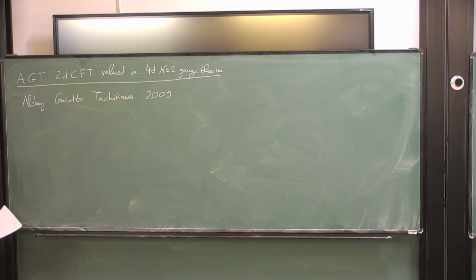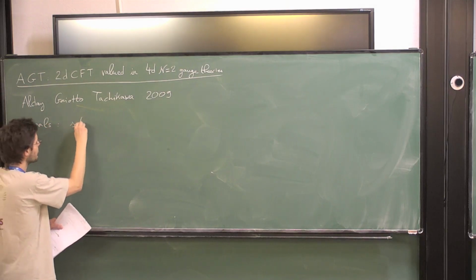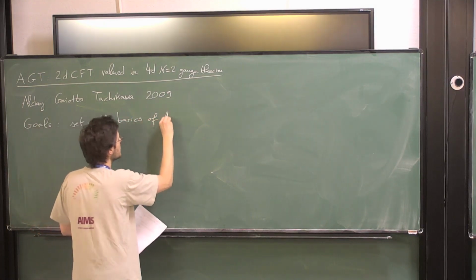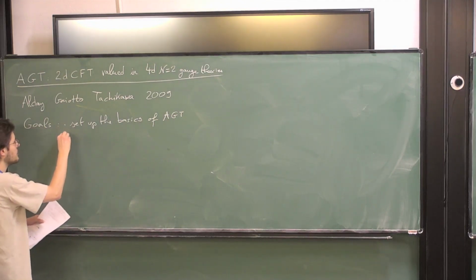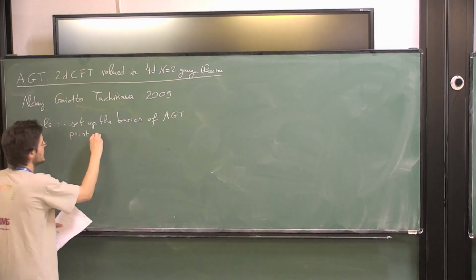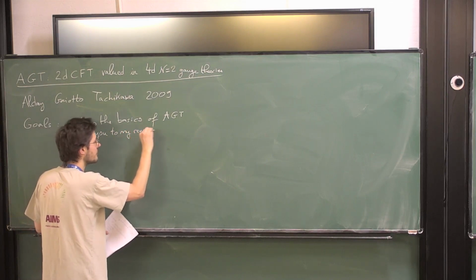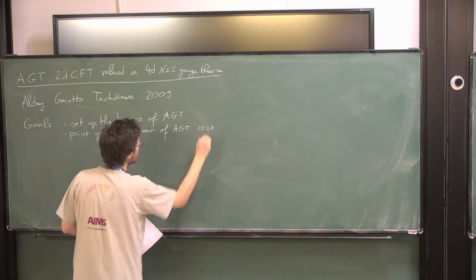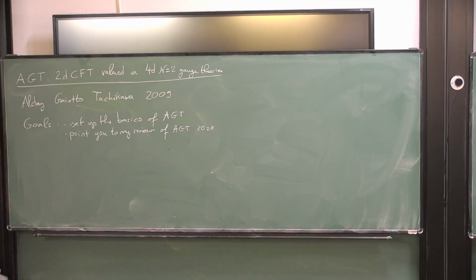So I have basically three goals. First, set up the basics of AGT, which is going to be super boring to those who already know it, but hopefully understandable to everyone. I'll also point you to my review of AGT, probably from 2020 or so, if you want more details. You can have infinitely many references, so I will not cite many papers here.